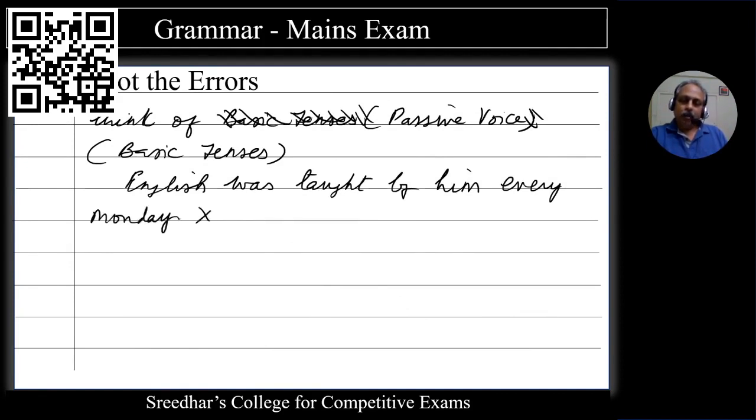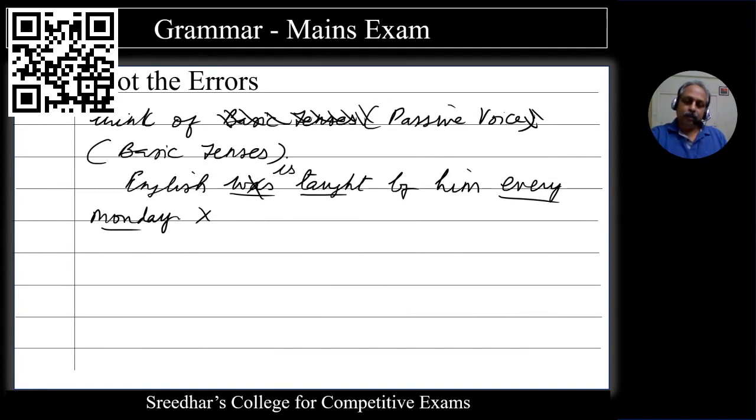This sentence is wrong. Why is it wrong? English was taught by him every Monday. Every Monday, already you know the time phrase, it goes with present tense. Here the sentence is in past, helping verb was, verb past participle form, and it is in past tense passive voice. But here, every Monday, it should be in present tense passive voice. So English was taught by him every Monday is not correct. English is taught by him every Monday.